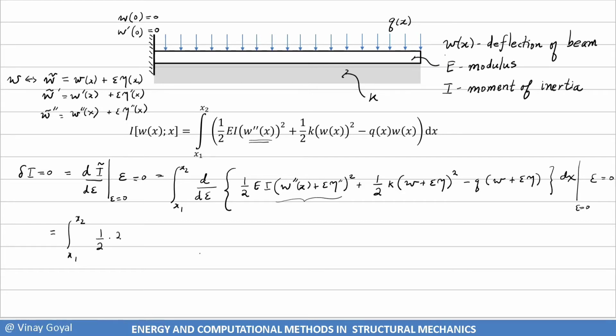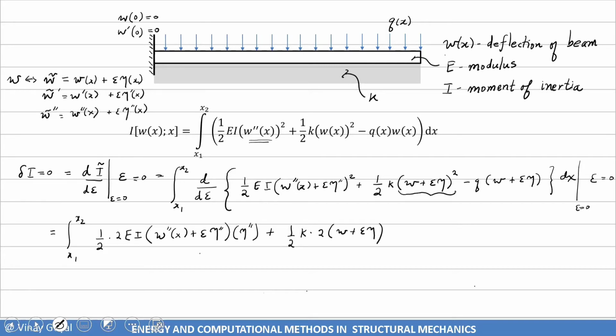I have 1/2 times 2 times EI, W double prime X plus epsilon eta double prime. And then I have to take the derivative of what's inside now because of the chain rule. And so I get eta double prime plus 1/2 times K times 2 W plus epsilon eta, because the derivative of this whole thing with respect to epsilon, I have to do the chain rule again. And now I take the derivative of what's inside with respect to epsilon, that's times eta, minus Q. And the derivative of this with respect to epsilon, Q does not depend on epsilon, W doesn't depend on epsilon, only this term, and so the derivative of that is eta.